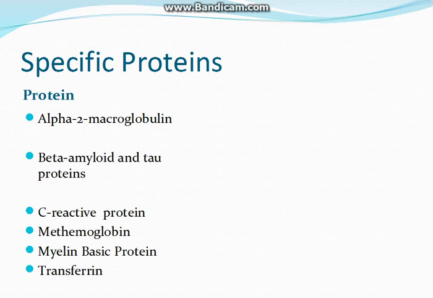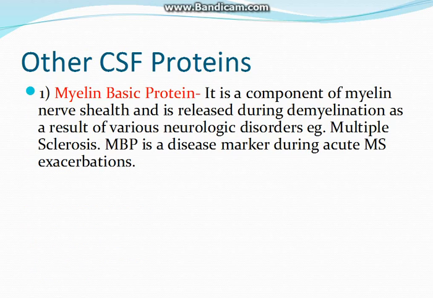Also, we can check the specific proteins in CSF. Which are these proteins? Alpha-2 macroglobulin, beta-2 amyloid, and tau proteins, which are seen in cases of Alzheimer's disease. C-reactive protein, seen in meningitis, myelin basic protein, and transferrin. So, myelin basic protein. What is myelin? Myelin is a component of the nerve sheath, and it is released during demyelination, which occurs in neurological diseases like multiple sclerosis. So the level of myelin basic protein can be used as a disease marker during exacerbations.